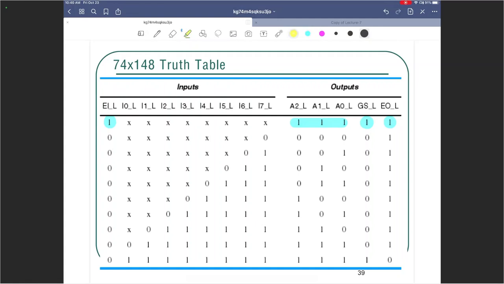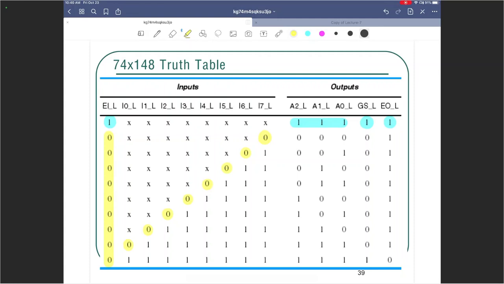Now for all the other cases, we have enabled the chip. EI underscore L is low, 0. We have enabled it. Now when it is enabled, there are multiple things that can happen. The most significant bit might be active. If that is the case, we will ignore all the others because the priority is set by the most significant bit, which is active. So if I7 is active or I7 underscore L is active, then we ignore all the others below it.